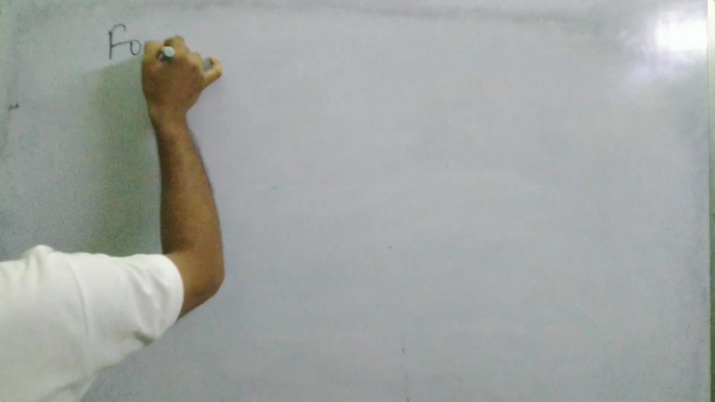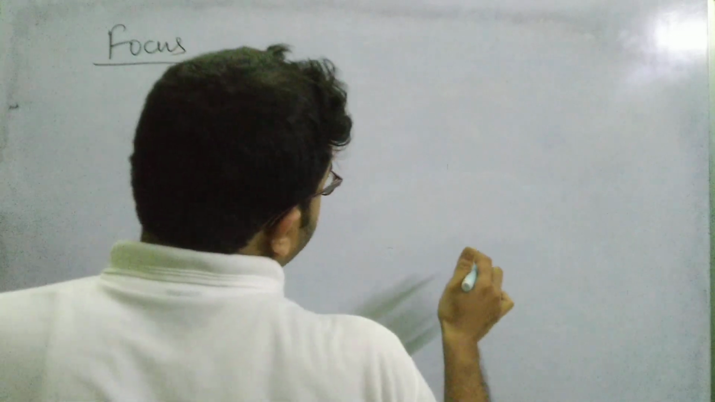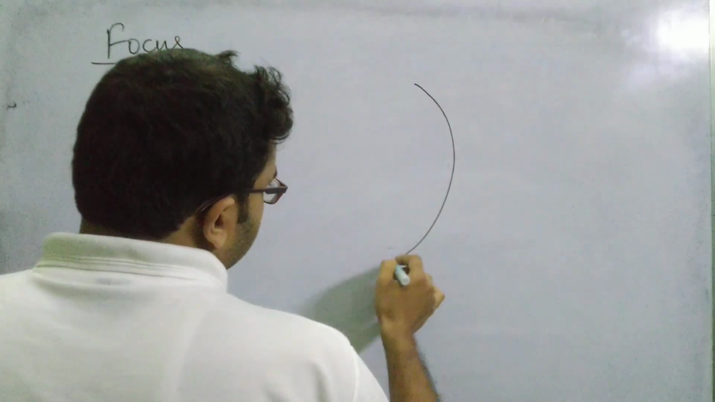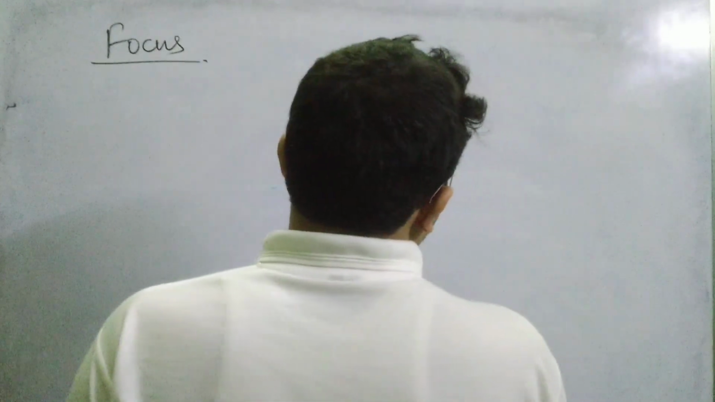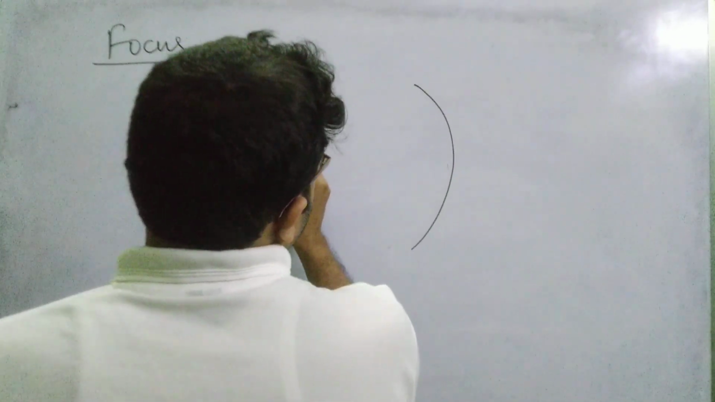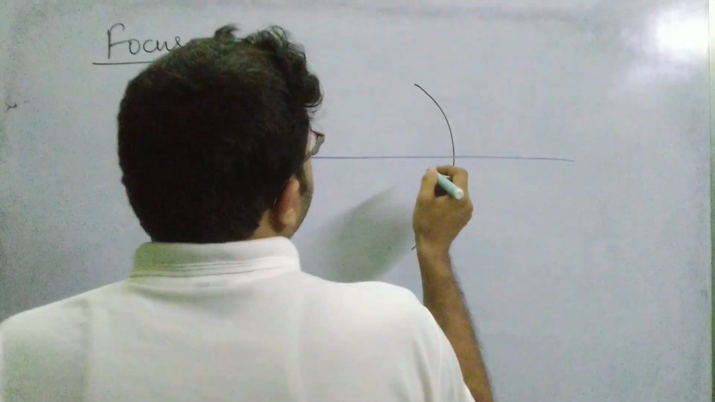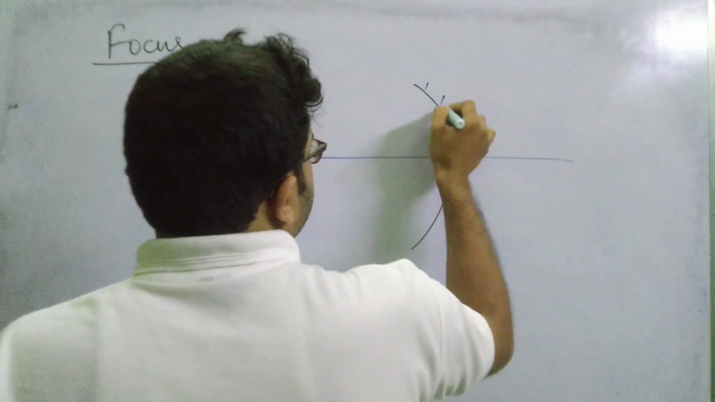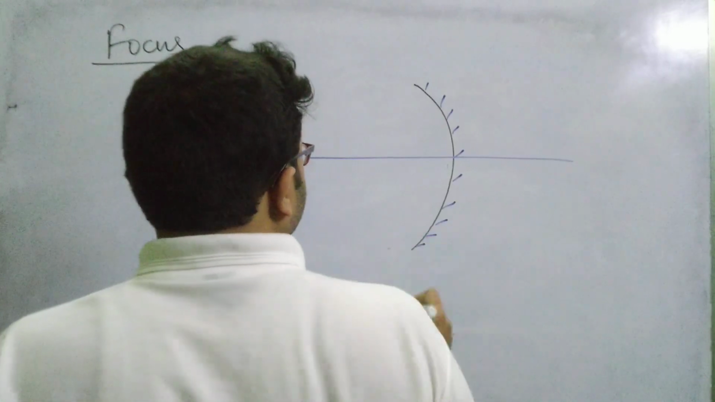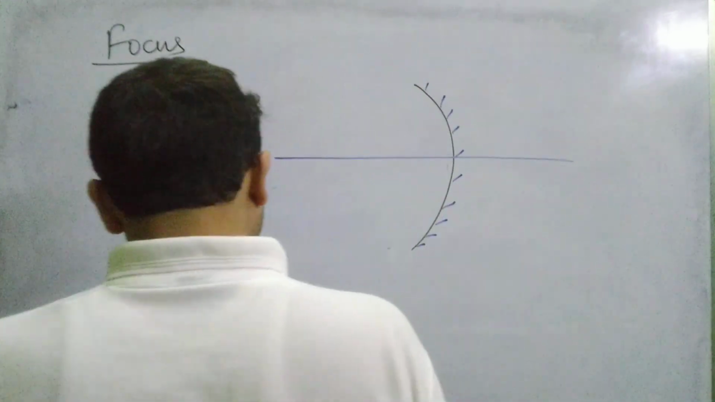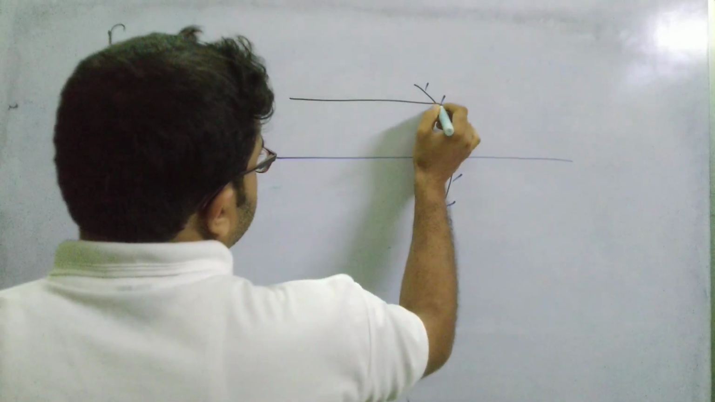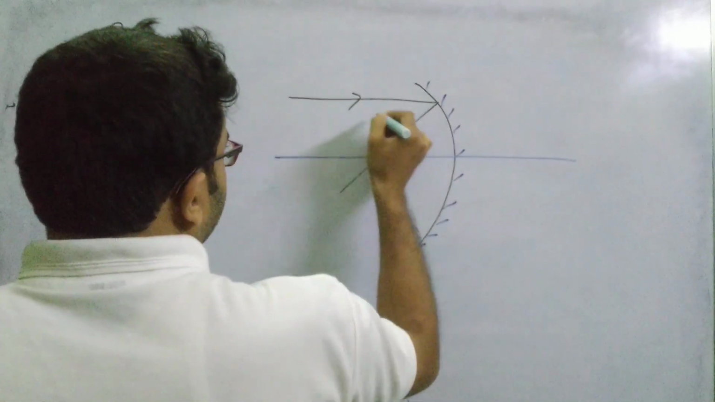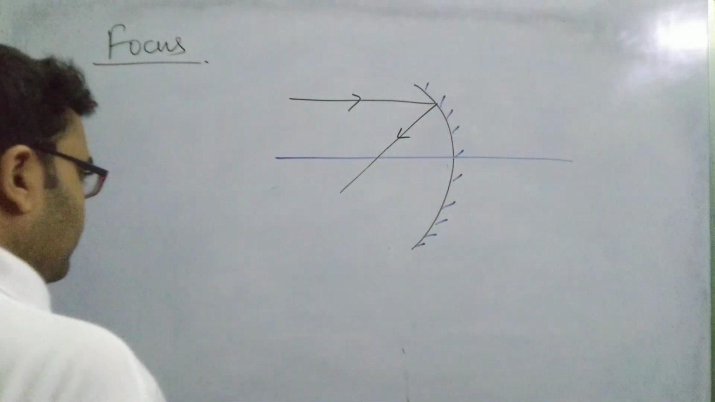Write down the heading. Subtopic is focus. Under that, first we will discuss the focus of a concave mirror. If we consider a concave mirror, it's something like this, and the concave mirror has a principal axis, something like this. Now, the back side of the mirror is silvered. If we consider light rays coming parallel to the principal axis from infinite distance, something like this, they will get reflected and pass through a certain point on the principal axis.